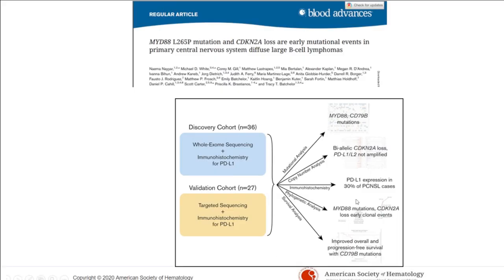So this is another paper here showing the clonal evolution of CNS lymphoma, and you can see that CD79A and MYD88 seem to be early events in addition to P16, and that the tumors that have CD79B mutations apparently seem to have a better overall and progression-free survival. Also, PD-L1 expression, which is being tested in many different tumor types across the body, seems to be present in about 30% of these tumors, at least in this publication.